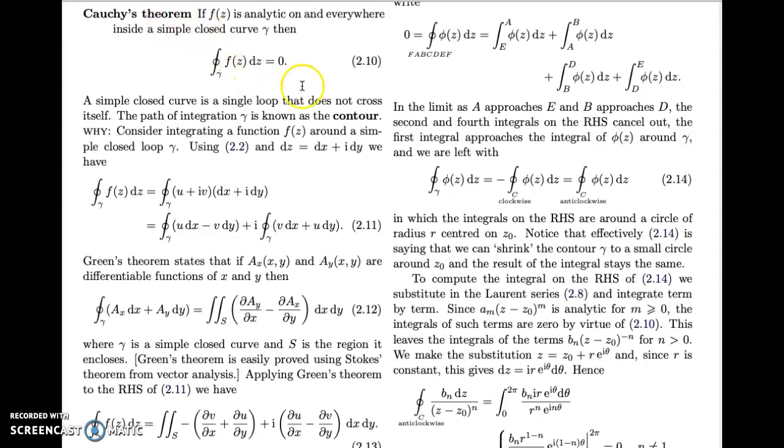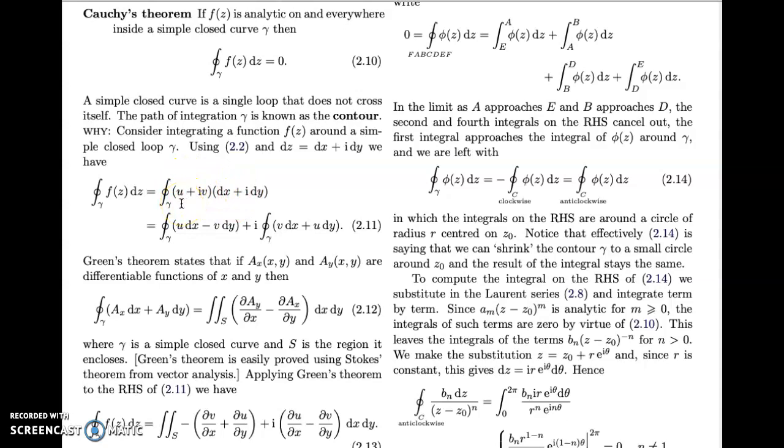Right, so where does this result come from? So we consider integrating a function f around a closed loop gamma, and we write f as a sum of a real part and an imaginary part. Okay, so we met u and v before when we were talking about the Cauchy-Riemann conditions. So this is f, u plus iv, and dz as before we write as dx plus i dy. Then we just multiply out these brackets.